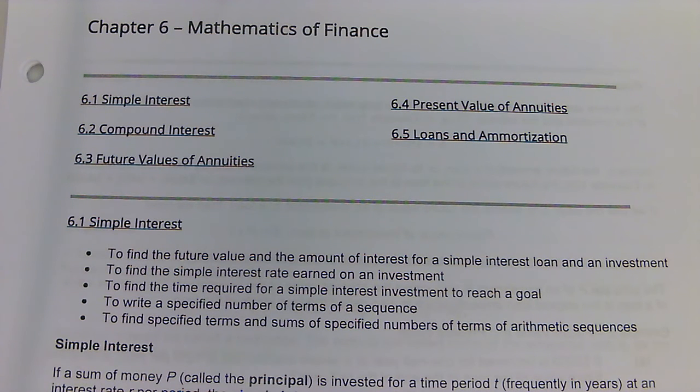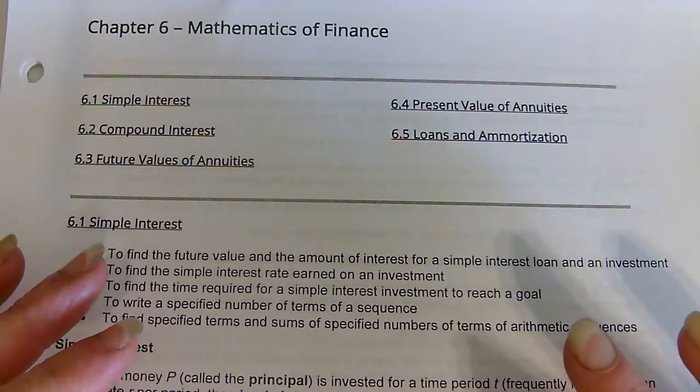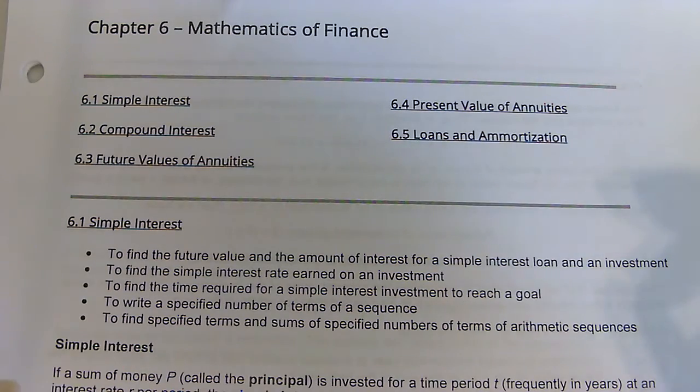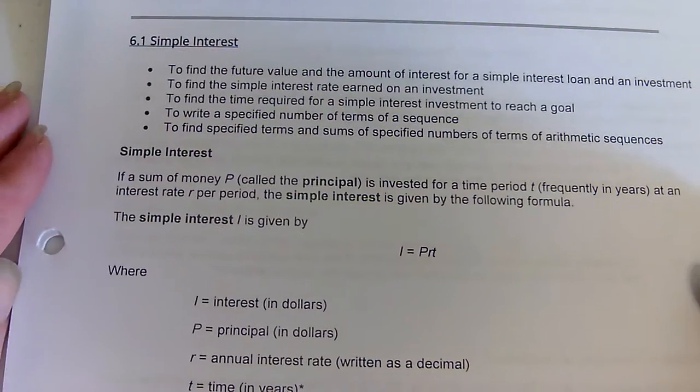Now we're getting into the real mathematics of finance in this chapter. So we're going to be looking a lot at interest, annuities, loans, amortization. This is not only going to help those who want to go into the business world, but it's also going to help you on a personal level too. So we're first going to just start with simple interest.